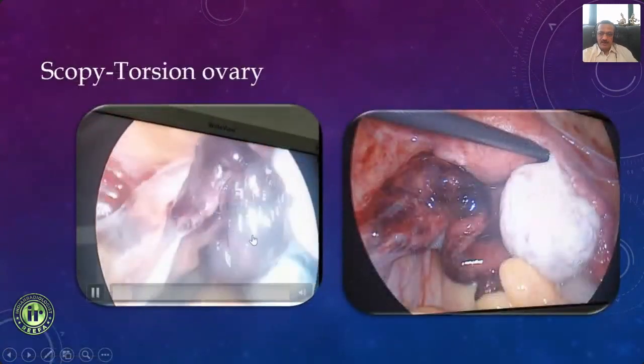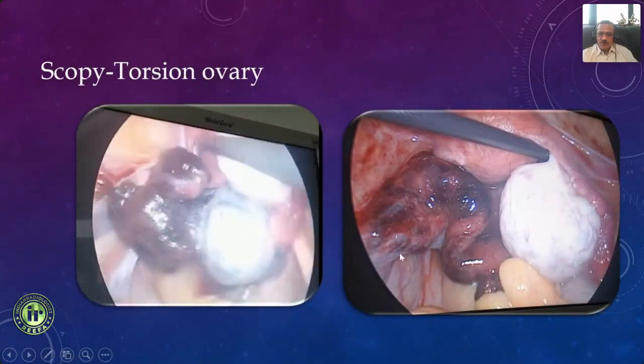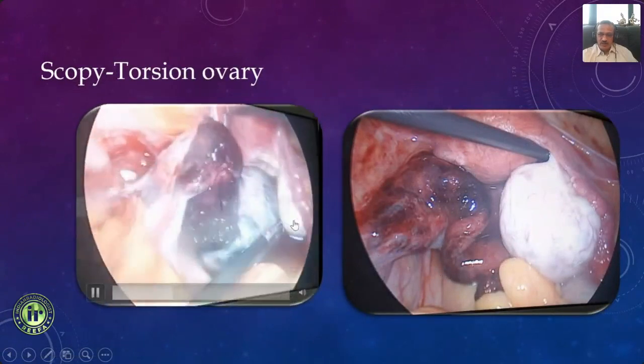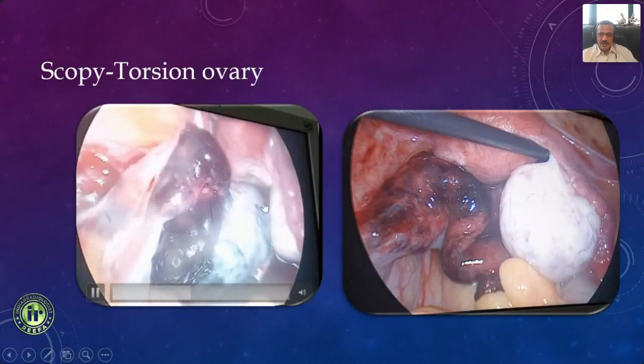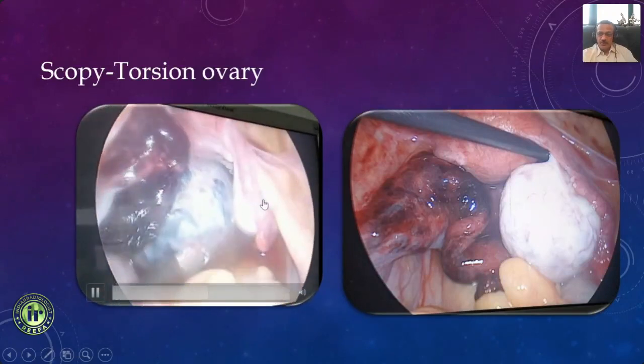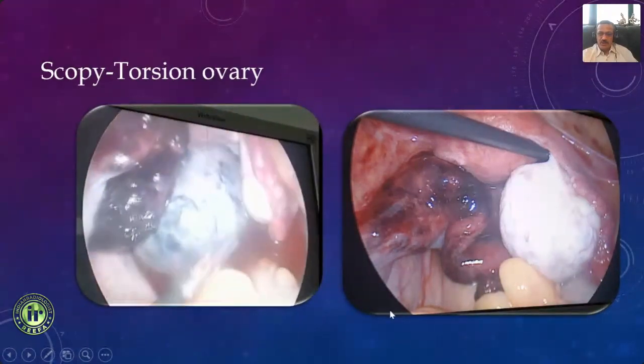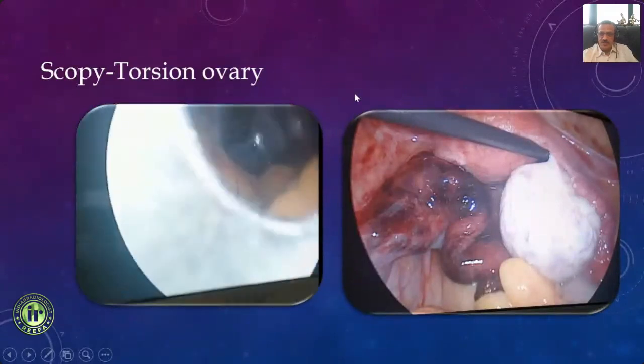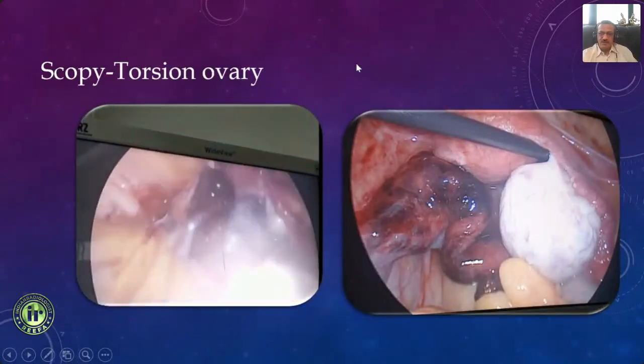Now here again, they detorsed. And for 20 minutes, the ovary did not change its color. That's a torsed ovary. It's very dark blue. But after 20 minutes, it started showing a change in color. That's a video which is running. And again, the ovary was conserved.